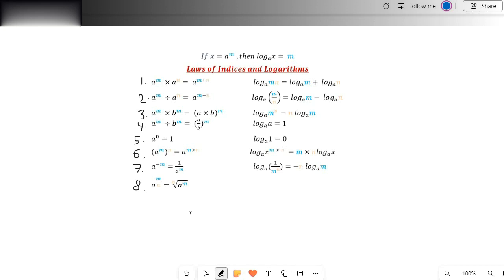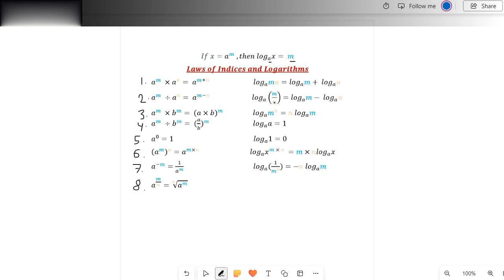For the seventh rule, we have a to the power minus m is equal to 1 over a to the power m. For number 8, we have a to the power m over n is equal to the nth root of a to the power m. And similarly for the logarithms, if we have x equals a to the power m, then log base a of x is equal to m, where a is the base number and m is our power.